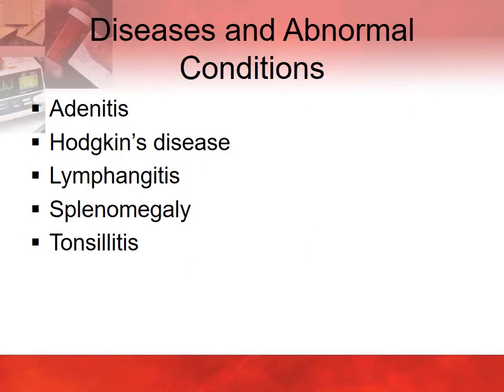So some of the diseases and abnormal conditions associated with the lymph system would be adenitis, Hodgkin's disease, lymphangitis, splenomegaly, and tonsillitis. And again, for these diseases, I expect you to go to your book and look up the definition of each of these different diseases.